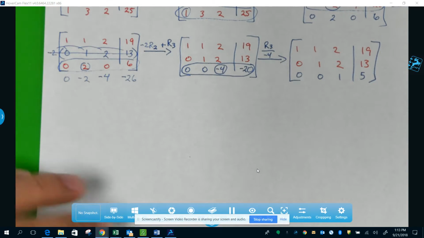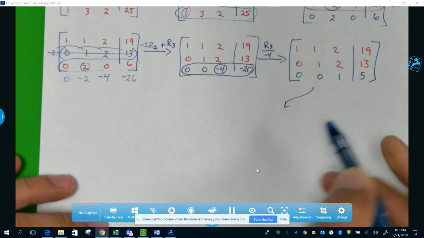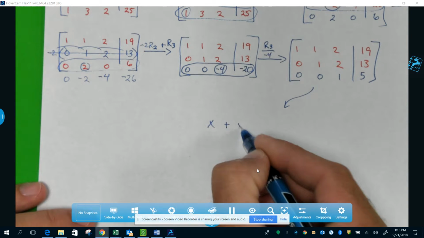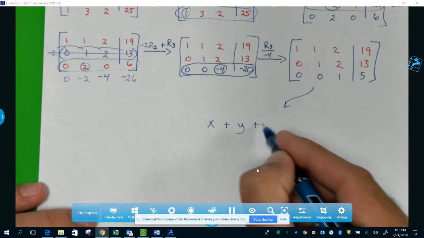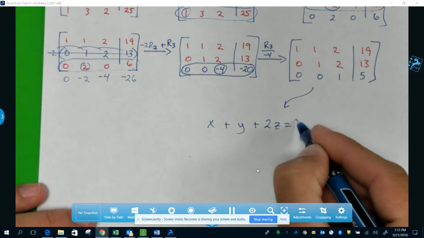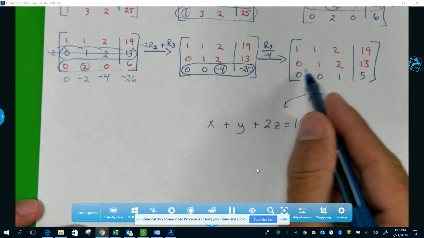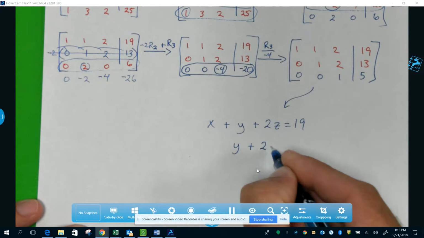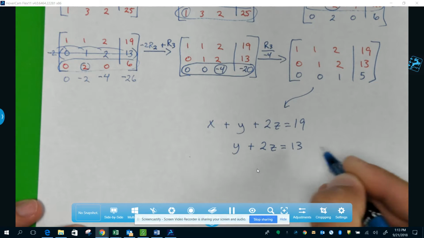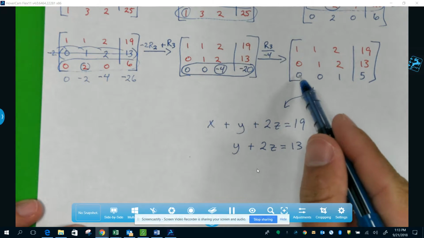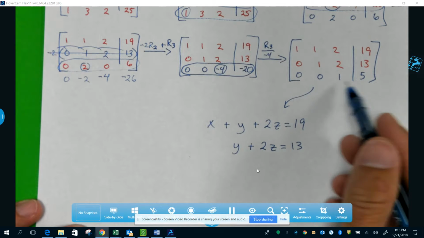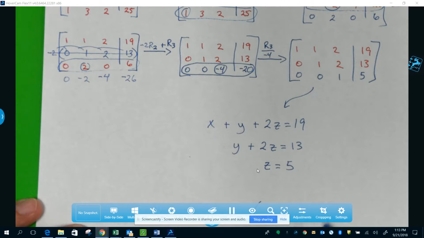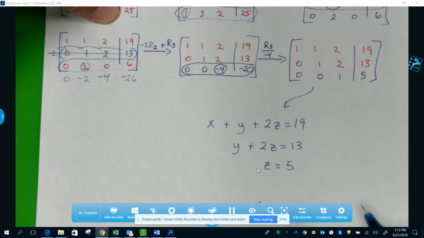So now if I'm actually going to solve that, I'm going to take this and put it back into equations. So I have 1x plus 1y plus 2z equals 19. My second equation, I don't need the x's. I have 1y plus 2z equals 13. And in my bottom equation, I don't need the x's or the y's, so I just have z equals 5.